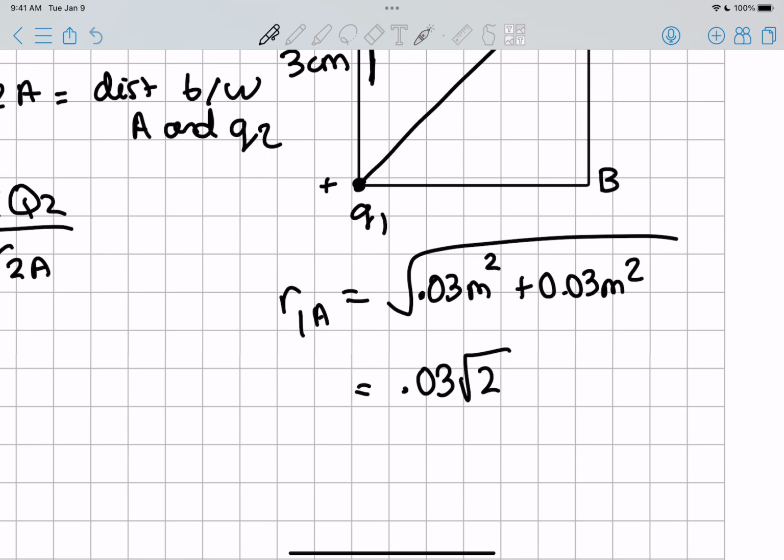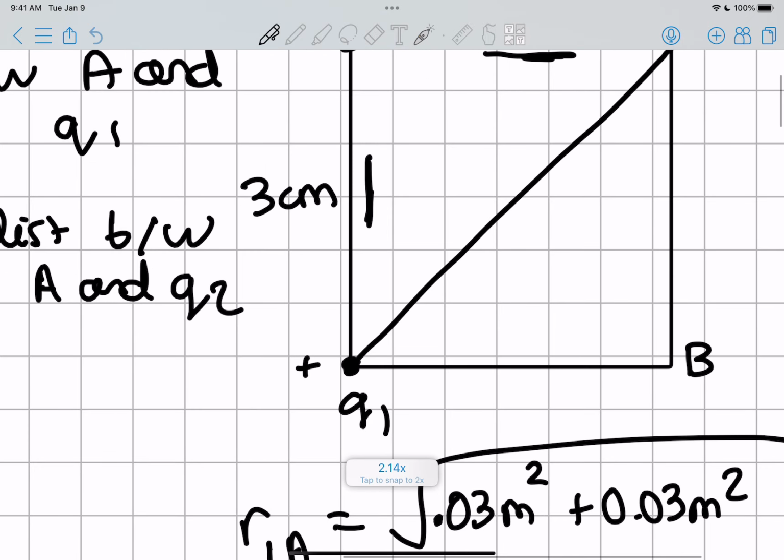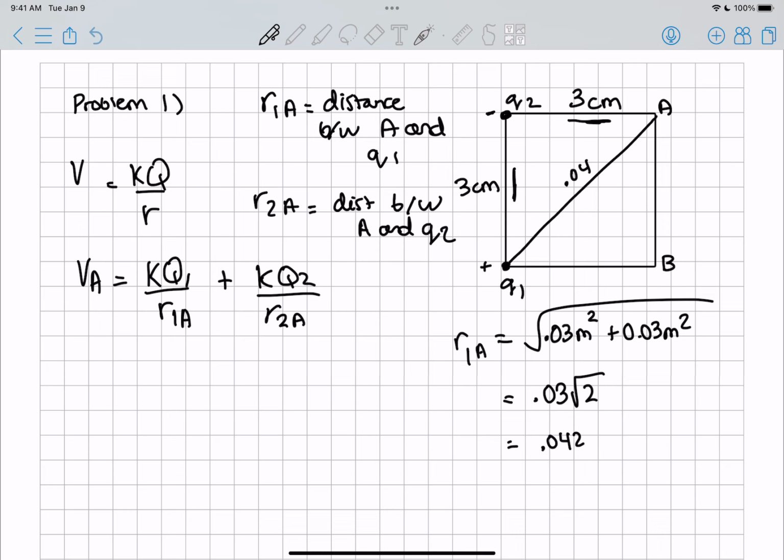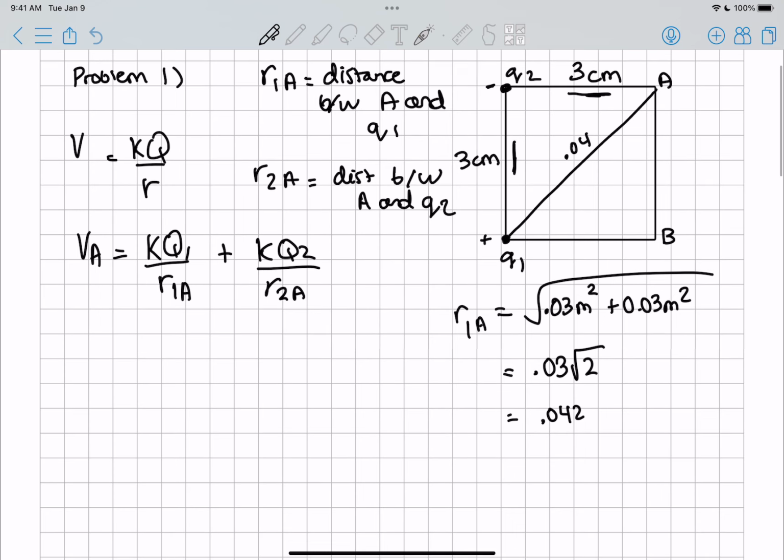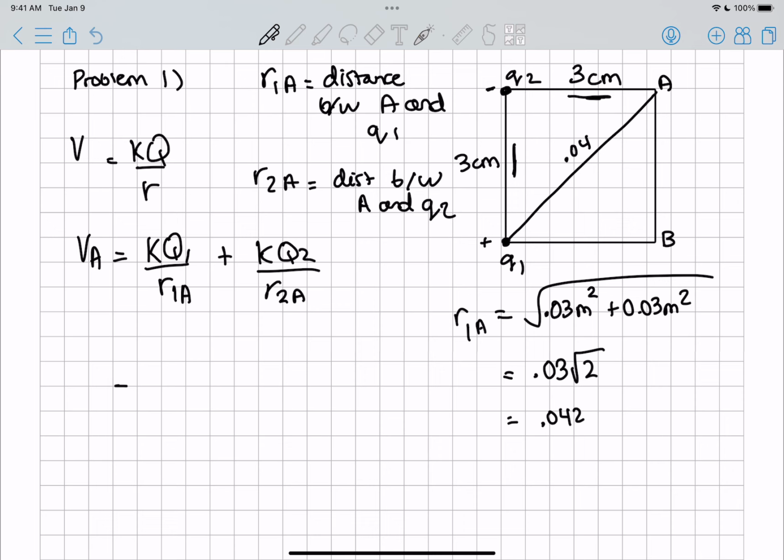I don't have the calculator on me, but actually, hold up, let me just type it out here. So this should be like 0.042, something like that. Yeah, 0.04, roughly. So this distance here is 0.04, and that's your R1A. And then 0.03 is your R2A, because that's just the 3 centimeter distance between Q2 and A. That's really all you have to do.